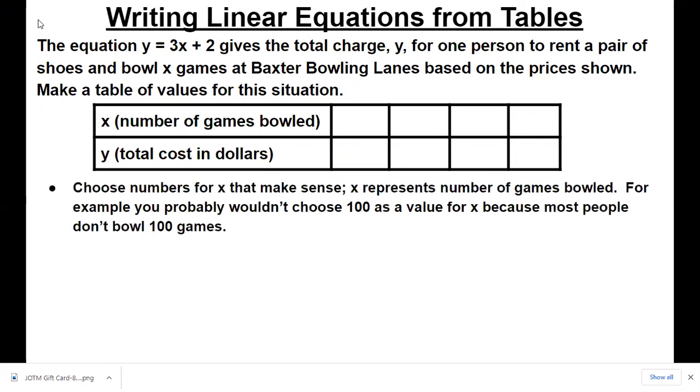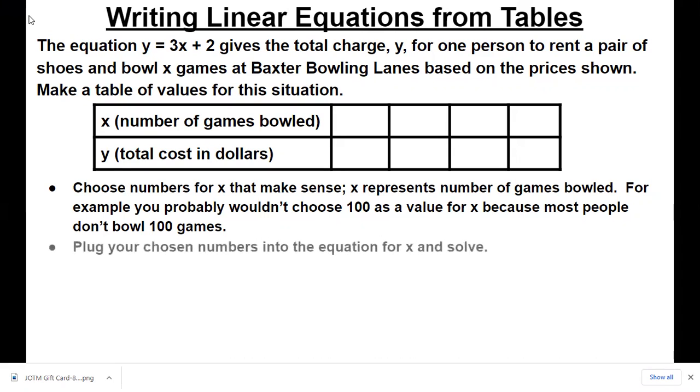So choose numbers for x that make sense. You're not going to pick a game of like 2.4 because you're not going to play 2.4 games. You're either going to play 1 game, 2 games, 3 games, 4 games. They're going to be whole numbers. And you're not probably going to pick 100 because I doubt you're going to play 100 games of bowling when you go bowling. So you're going to pick reasonable numbers that make sense with the problem.